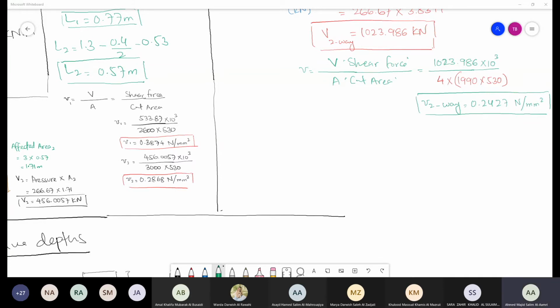So for durability, we have a grade of concrete, which is given as 40. The cover, we have said we assumed it to be 50 mm.